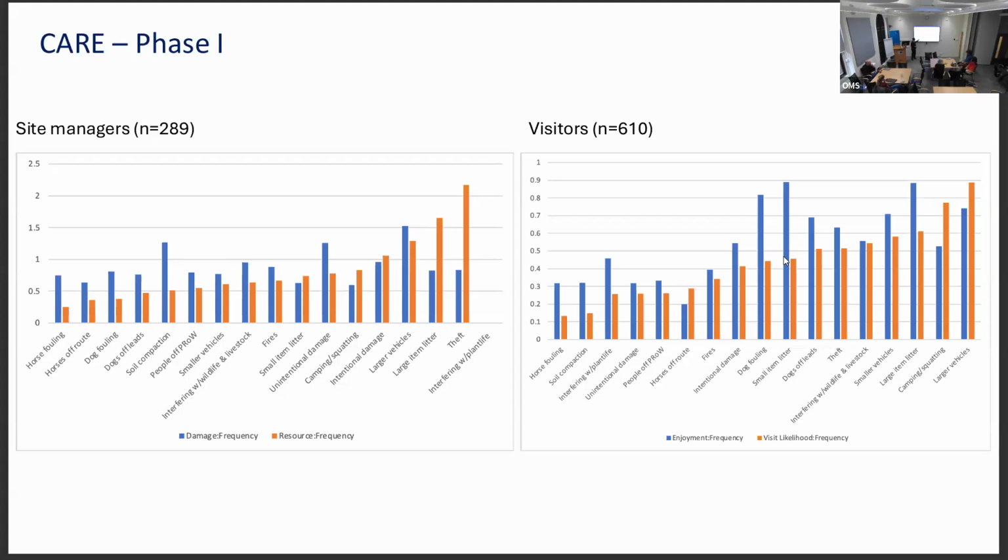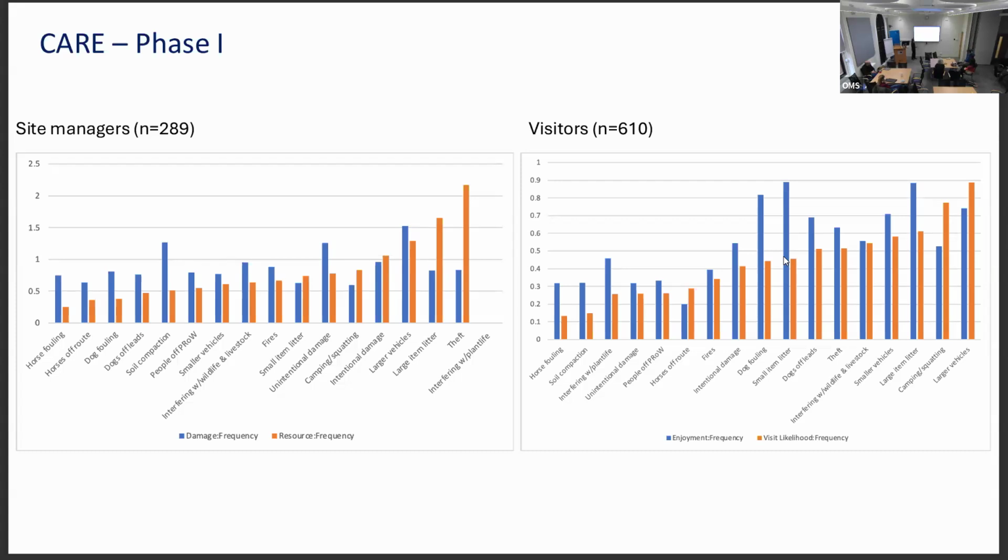So we wanted to look at this ratio between the damage caused and the frequency. So the question here is, are the most frequent instances of irresponsible behavior also the most damaging? And then we also wanted to ask, are the most frequent instances of irresponsible behavior also the ones that cost the most resource to actually fix?